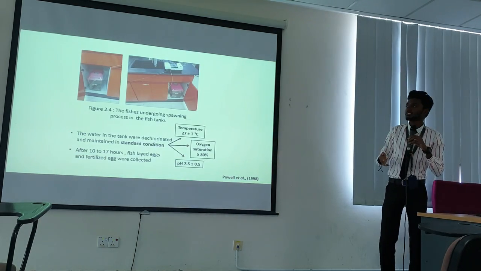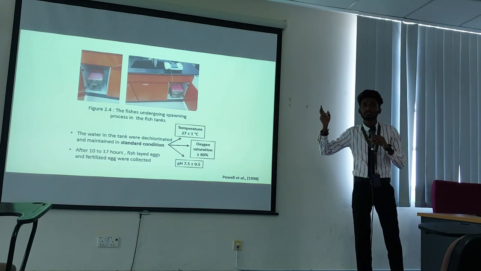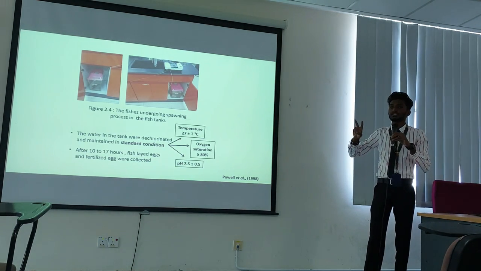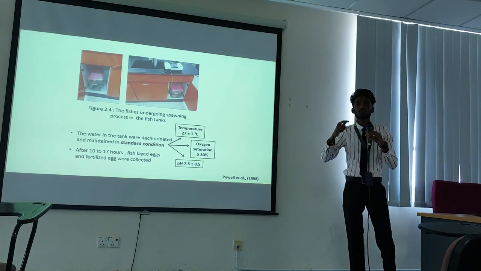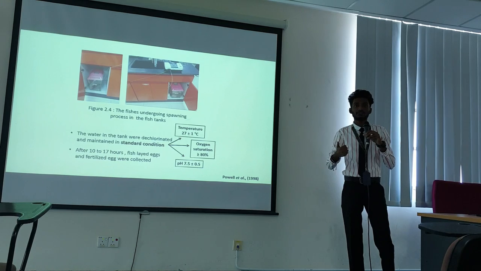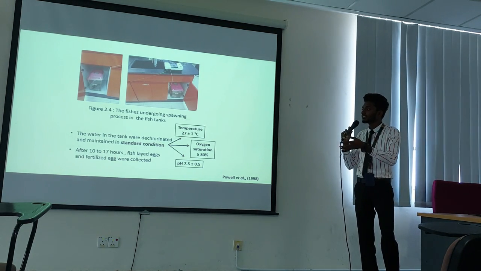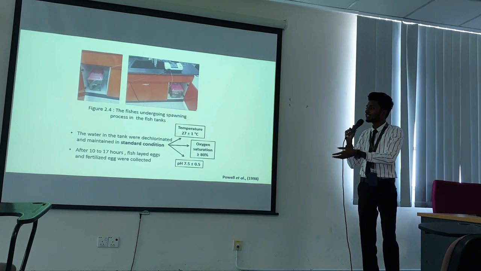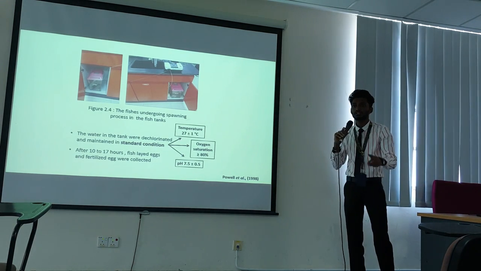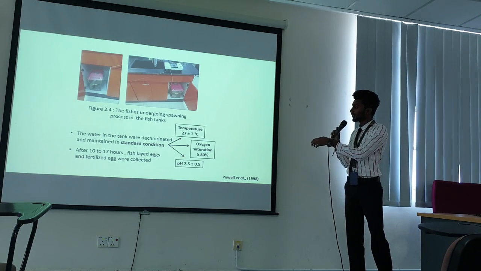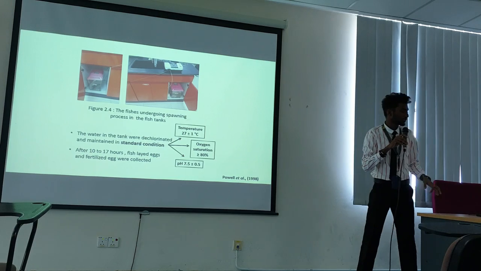Once the fish is injected, the fish will be placed into tanks, divided into two tanks, tank A and tank B. Each tank will have two males and one female. And the water in the tank will be dechlorinated and maintained in condition, where the temperature needs to be 27, oxygen saturation needs to be more than 80%, and the pH value needs to be neutral.